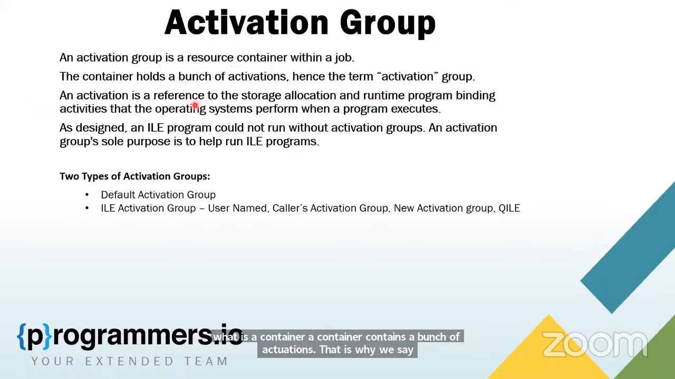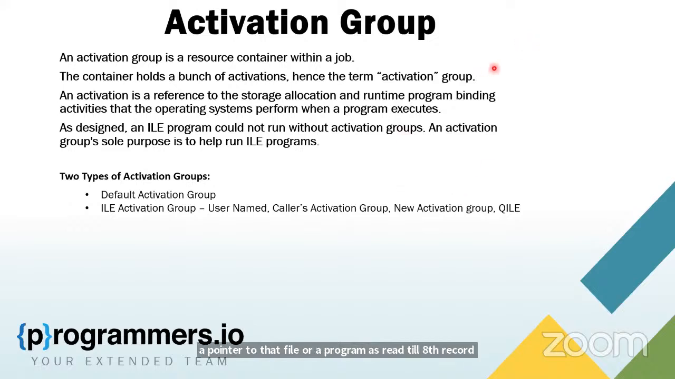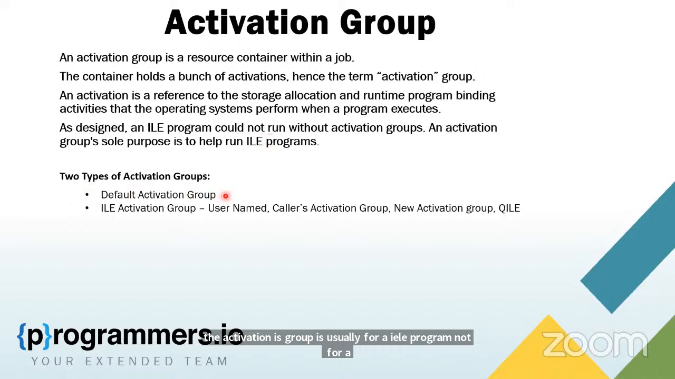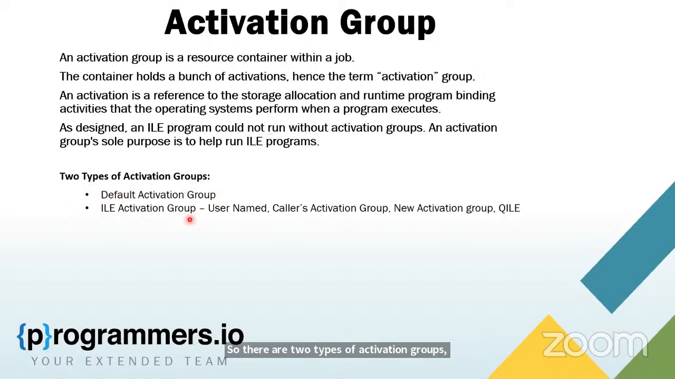Now, what is an activation? Activation is a reference to a storage allocation or a link to a file. The program is using some file, let's say. So it's a pointer to that file, or a program has read till the 8th record, so it's a pointer pointing to that 8th record in the program. And the activation group is usually for an ILE program, not for an OPM program. So there are two types of activation group: default activation group and ILE activation group.